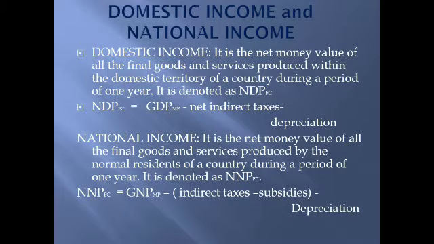So, here two things are very important. One thing is all goods and services produced within the domestic territory. Within the domestic territory means within the country, and during a period of 1 year. Period of 1 year means a period of 12 months. So, as I told you, domestic income is a territorial concept, and it is calculated for a period of 1 year.